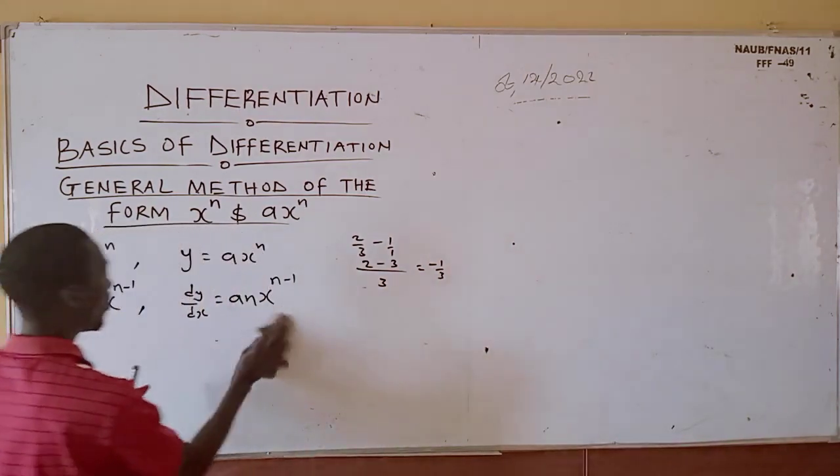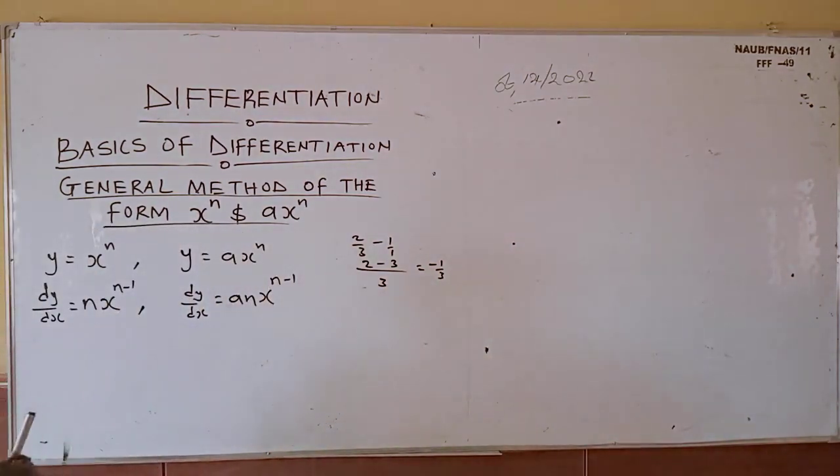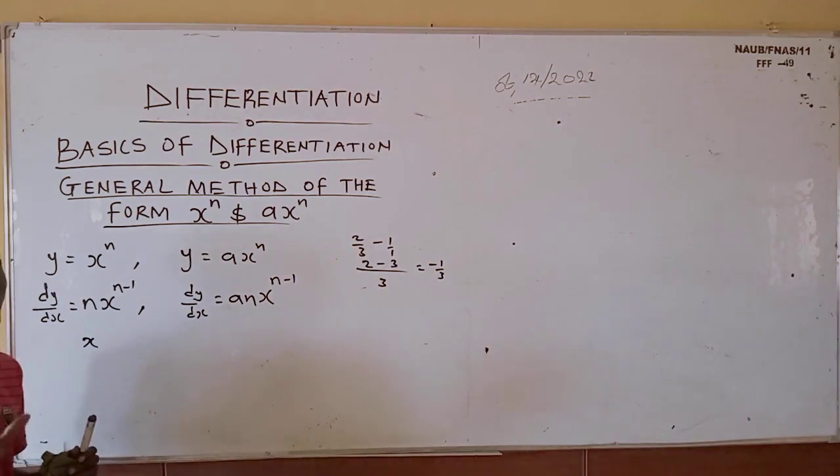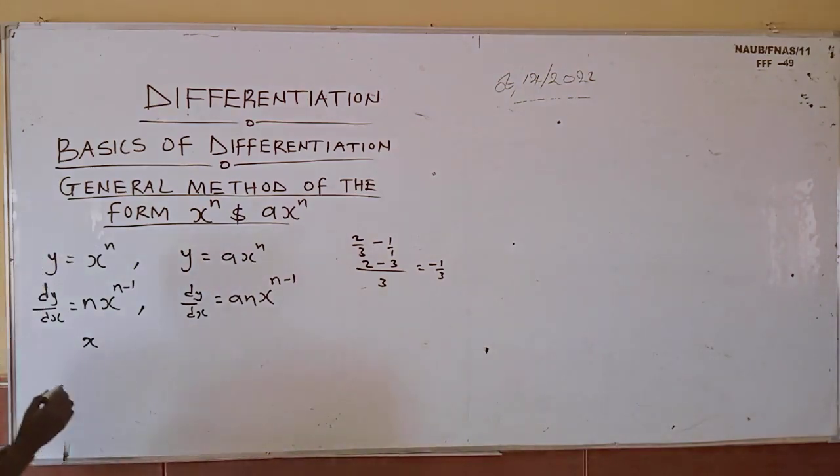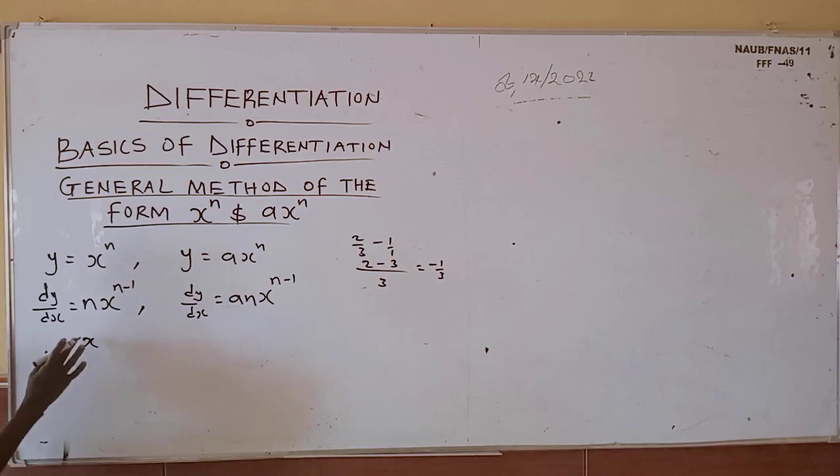So now, what if we have s alone? You want to differentiate s alone. How do we differentiate this? Still the same method. You have to know that this s is raised to the power of 1. Anything standing alone is raised to the power of what? 1. So it means that if you want to differentiate this, 1 times 1 is still what? 1, right?